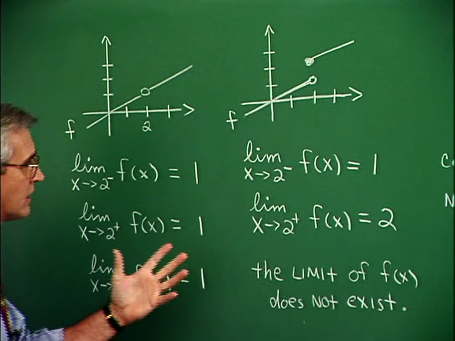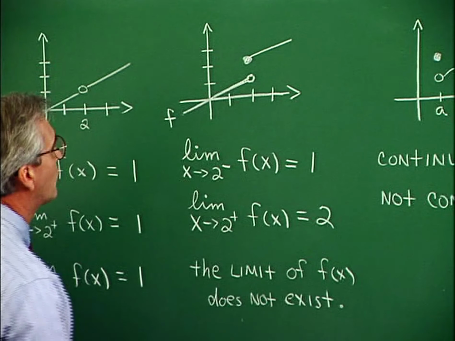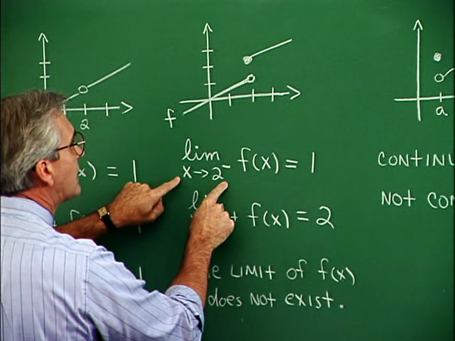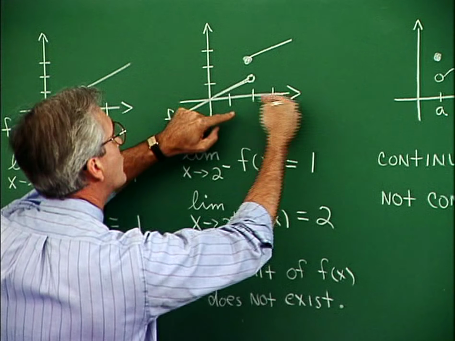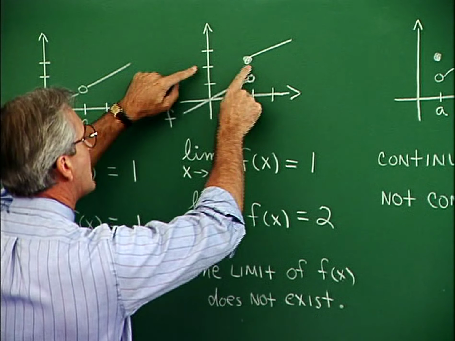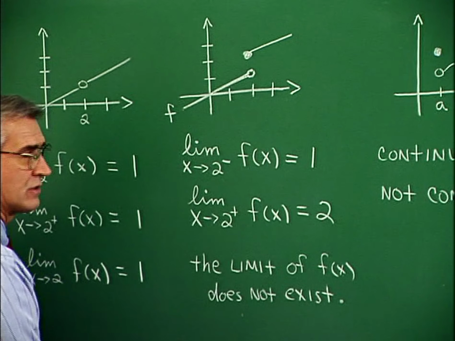On the other hand, in a situation like this, where we have this break in the action for our function, the limit from the left at that target point turns out to be 1, but the limit from the right, as we approach from the right, turns out to be 2. If these are not the same, then we say the limit of f of x does not exist.